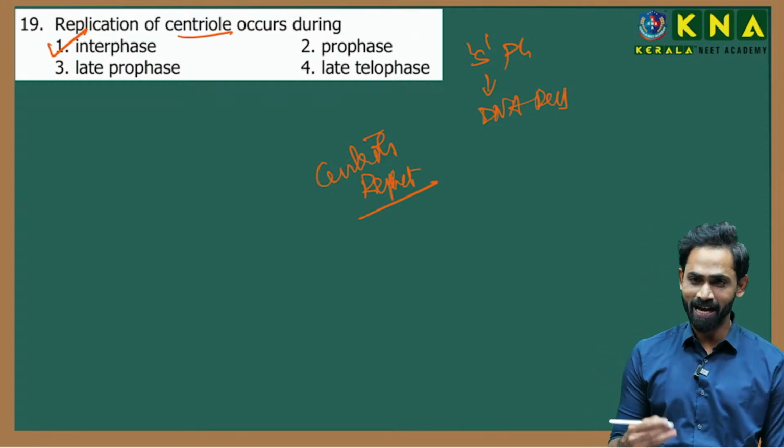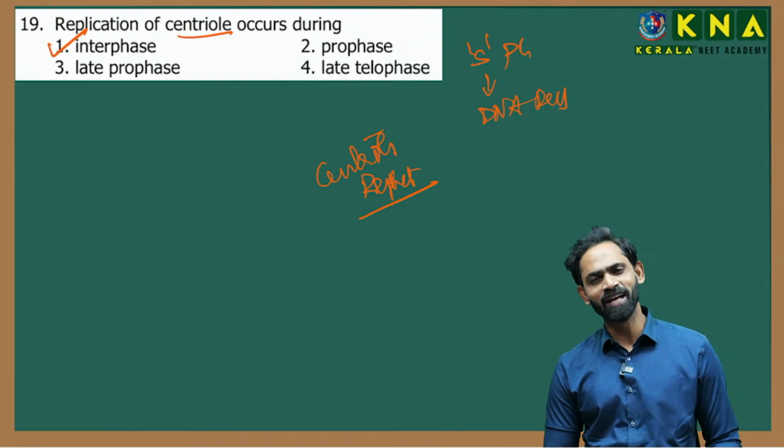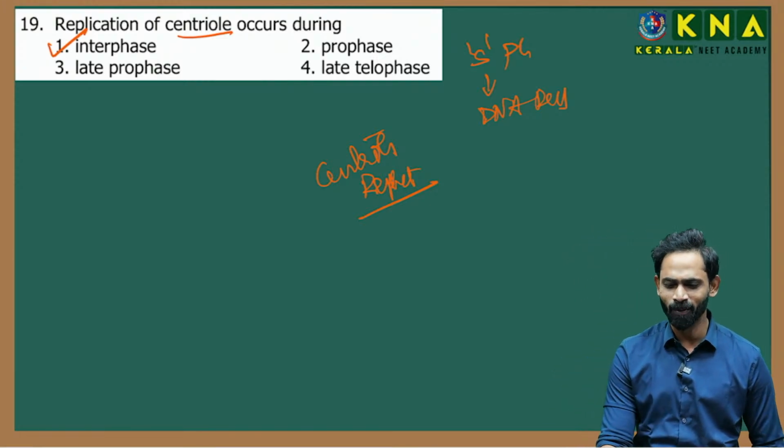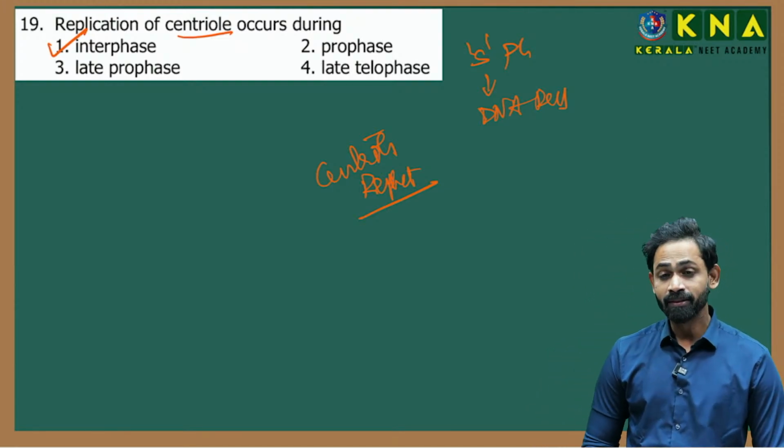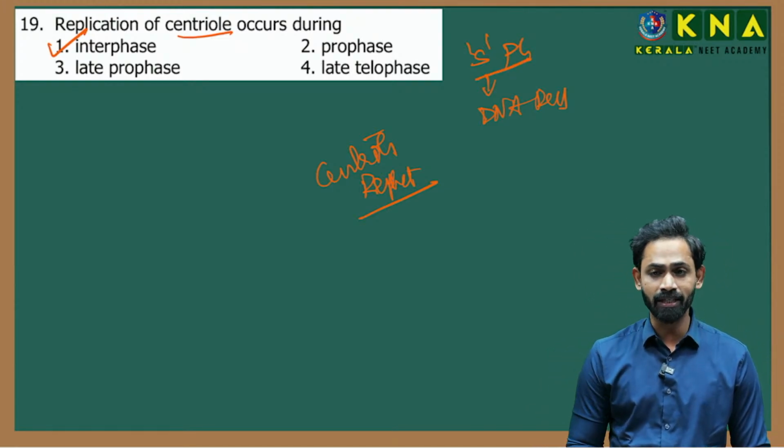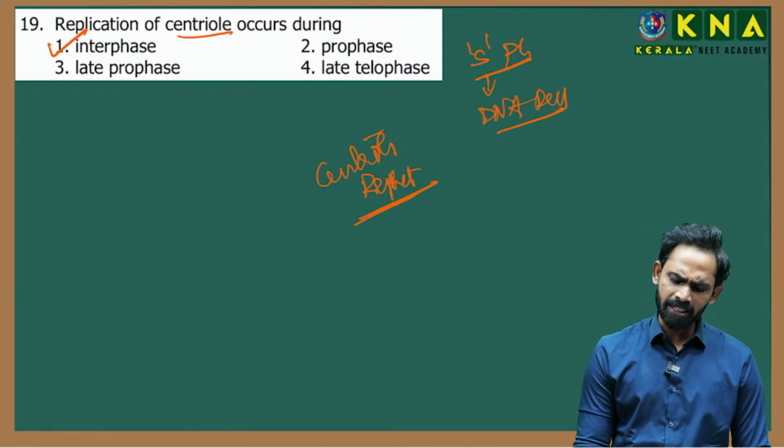But the logic is higher level. DNA replication is a semi-conservative model. Centriole replication is also semi-conservative, okay? That's beautiful. In the S phase of interphase itself, DNA replication takes place, and centriole replication also takes place.